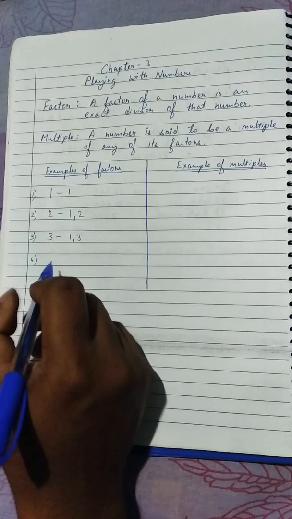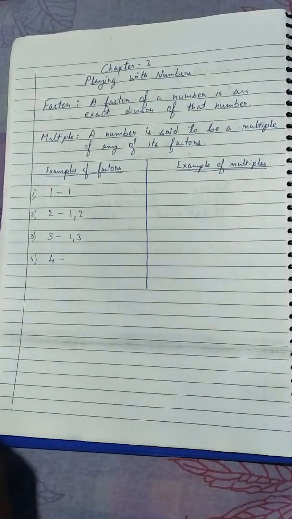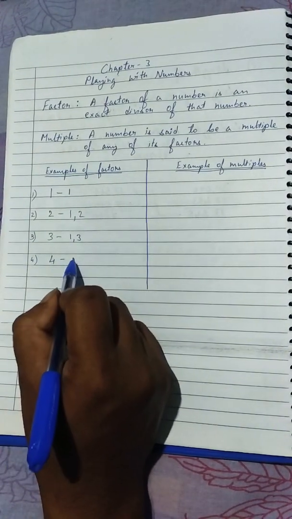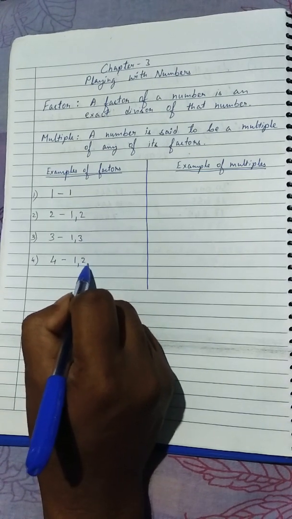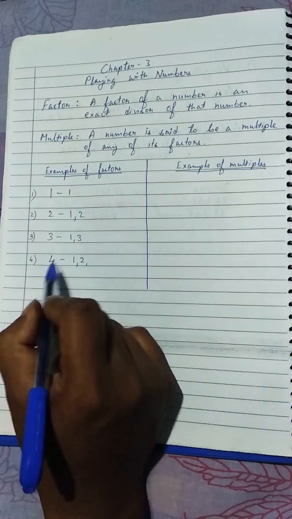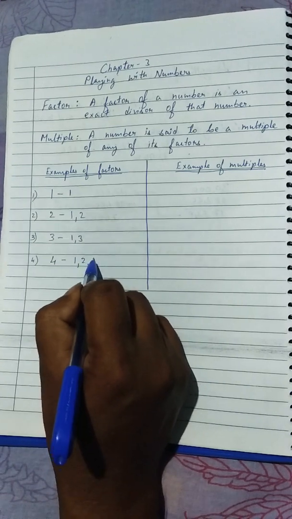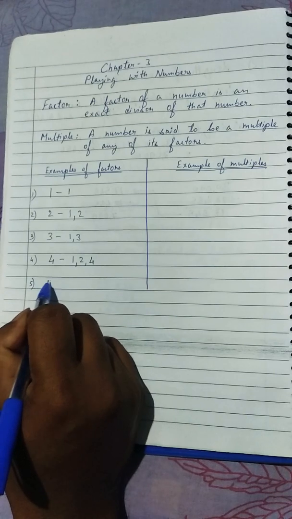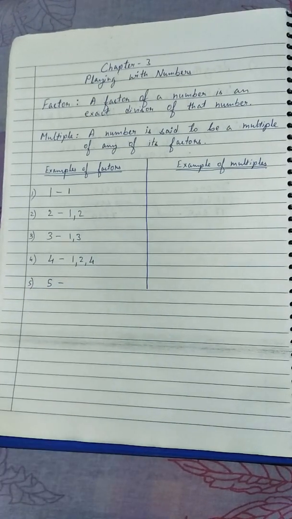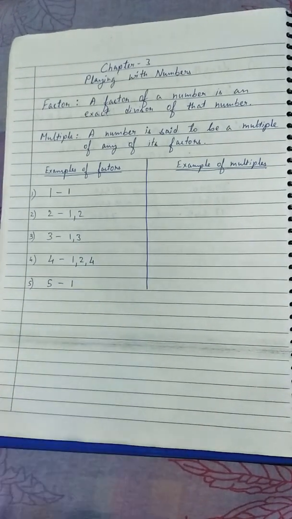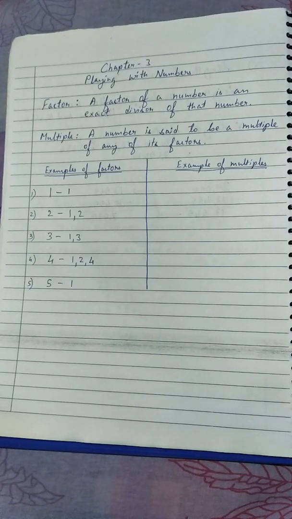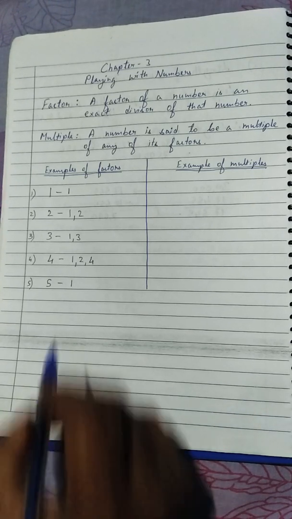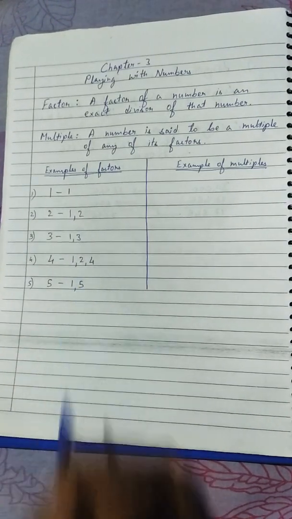Number 4. What are the factors of 4? Factors of 4 are 1, 2, 3 cannot divide 4, so 3 is not a factor. 4 can divide 4, so 4 is a factor. Number 5. What are the factors of 5? Factors of 5 are 1, because 1 can divide 5. 2 is not a factor because 2 cannot divide 5. 3 also cannot divide 5. 4 also cannot divide 5. 5 is a factor because 5 can divide 5.